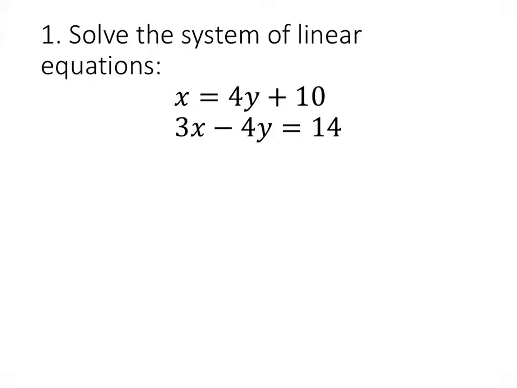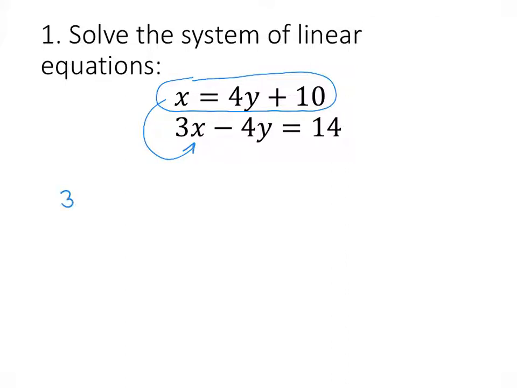So the idea is that we want to choose one of these two equations, solve it for one of the variables if it's not solved already, and then take that solution and substitute it into the other equation. That gives us a single equation with a single variable, and then we solve that equation, and then we work from there. So in this case, we actually look and see that the first equation is already solved for x. So we're going to choose the first equation, which is already solved for x. We're going to take that solution for x and substitute it in to the x in the other equation.